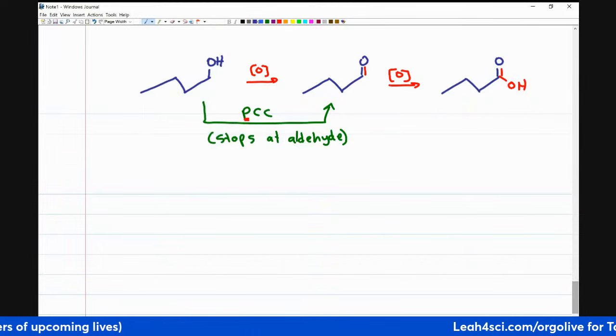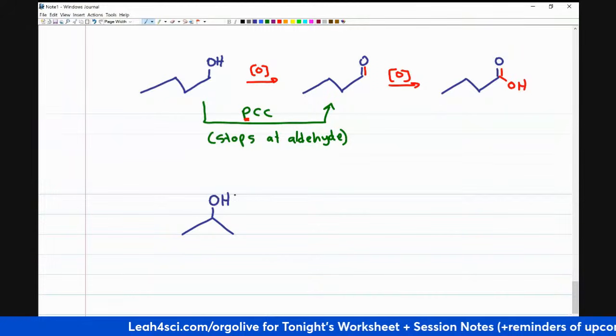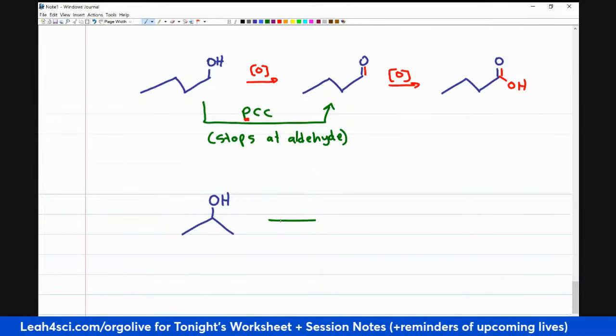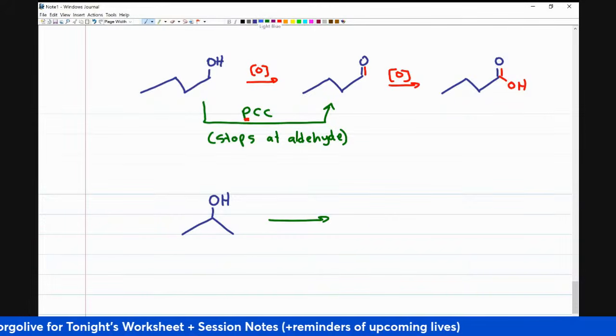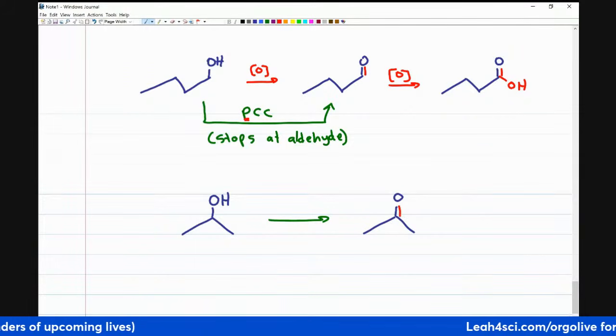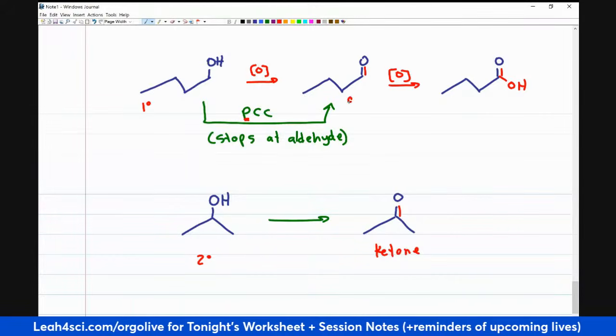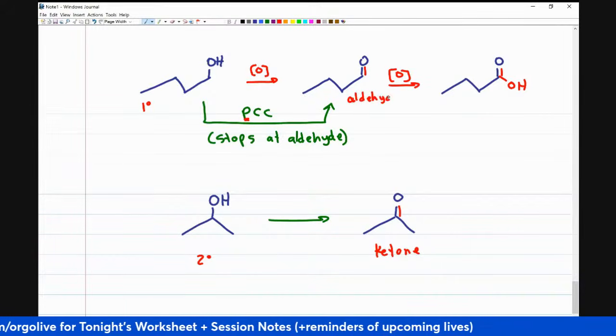If, on the other hand, you start with a secondary alcohol, the secondary alcohol only gets oxidized once without breaking the chain. And so it doesn't matter which oxidizing reagent you use because it goes from a secondary alcohol to a ketone. So primary, secondary, and that's how you get your ketone. That's how you get your aldehyde. And of course, this one will keep going to a carboxylic acid.